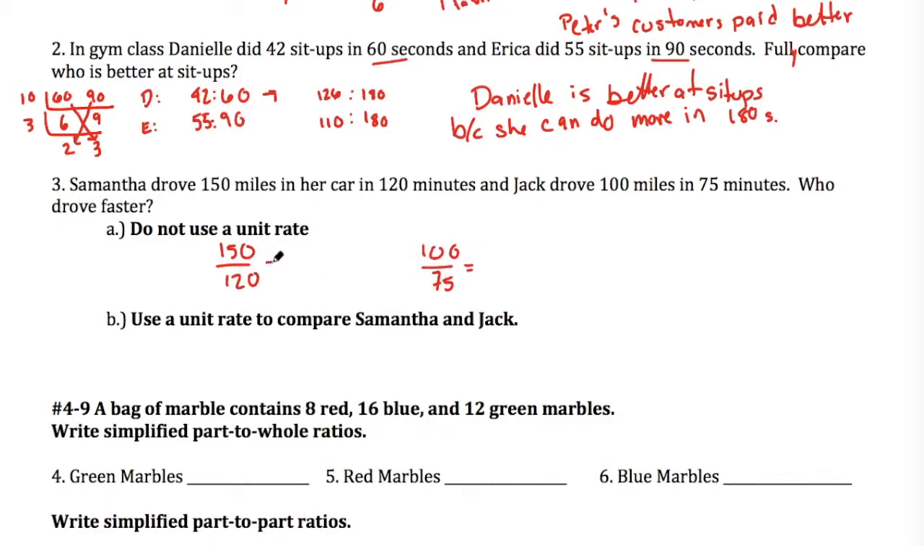Okay, so let's turn these into some equivalent ratios. So 120 and 75, I could make those the same, but I can mentally make the numerators the same a little bit easier. So let's go ahead and make the numerators both into 300. Hopefully you can kind of quickly see that that would be the least common multiple of the numerators. So for the fraction 150 over 120, Samantha's rate, we multiplied by 2. So this would be 240. So this means that she can drive 300 miles in 240 minutes. Jack, on the other hand, we had to multiply by 3. So 75 times 3 is 225.